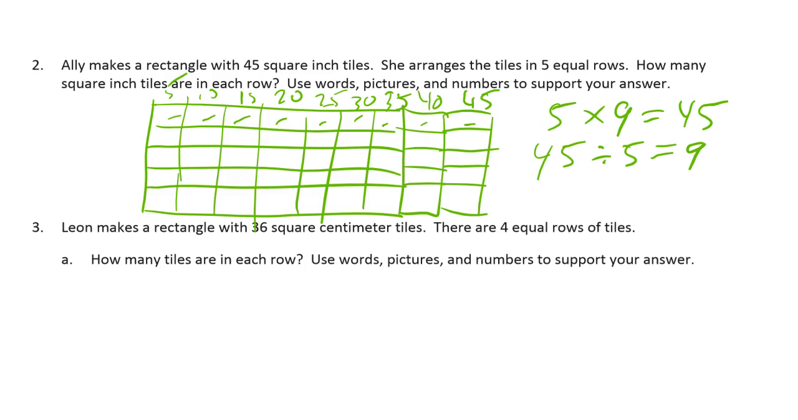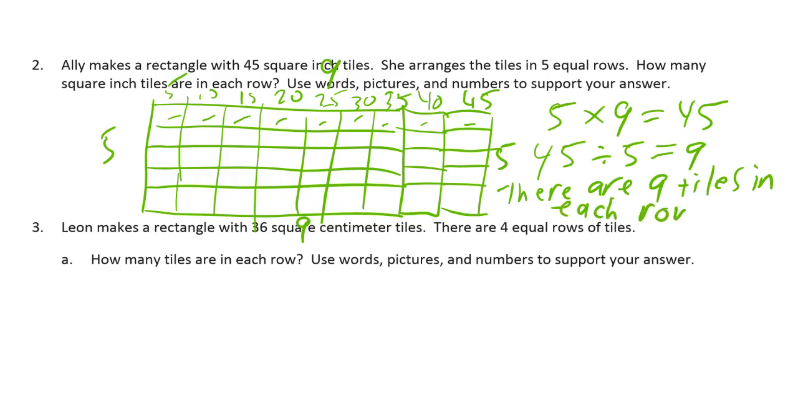We got a labeled picture. 5, 9, 5, 9, labeled sides. And now we just need a sentence that says there are 9 tiles in each row.